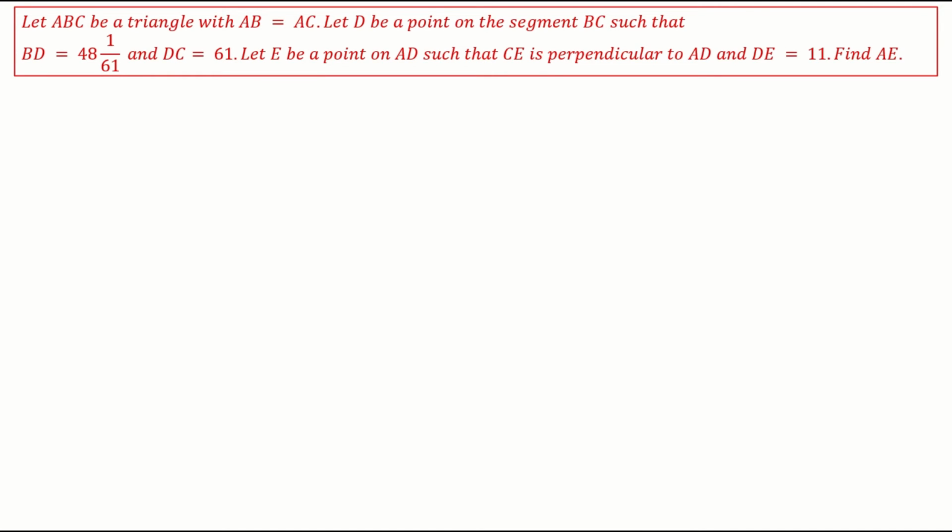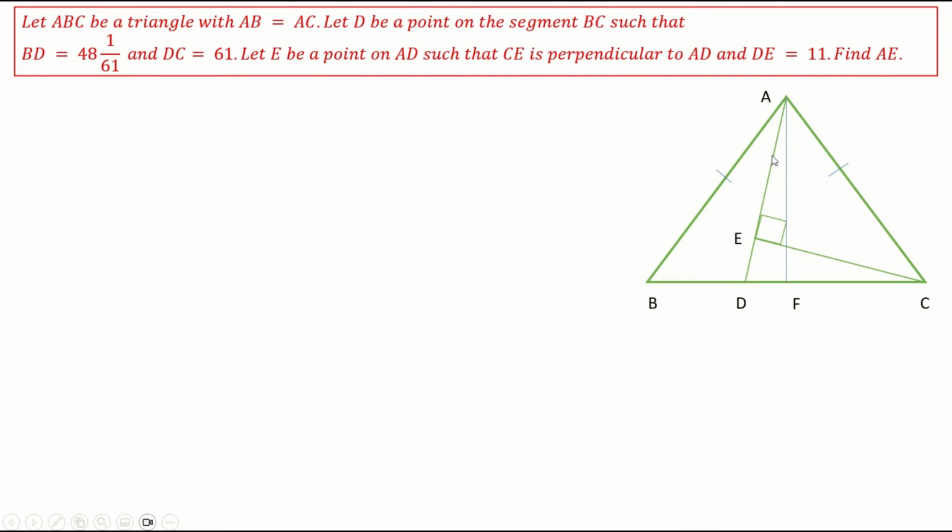Okay. Let ABC be a triangle with AB equal to AC. It's an isosceles triangle, and D is a point on the segment BC such that BD equal to 48 1 by 61 and DC equal to 61. Let E be a point on AD such that CE is perpendicular to AD, and DE is equal to 11. Find AE. First, let's draw a diagram.